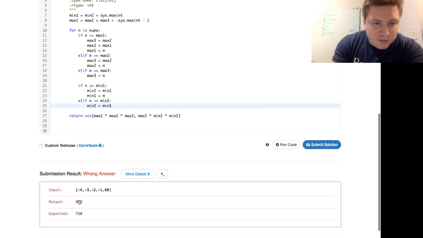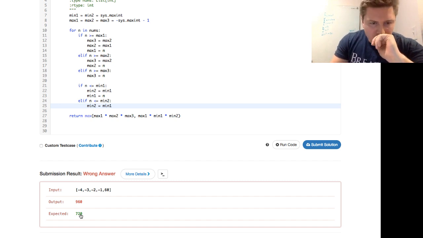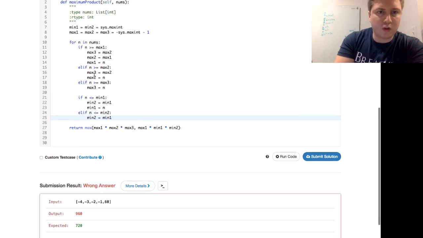So we have an output of 960. We have an expected output of only 720. I'm just kind of looking through the input and seeing what the error for that would be. So 4 times 3 times 2, that's 6, 24. I'm not entirely sure what's going on in here, so I'm going to go through my code to see what the issue is.